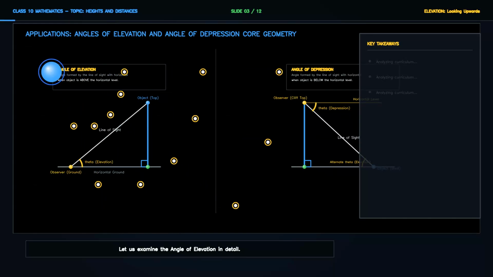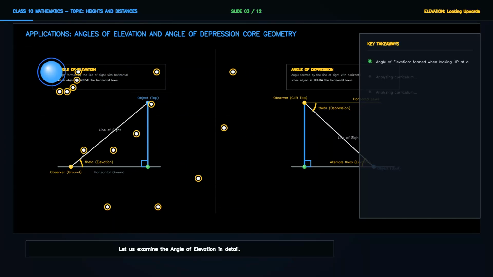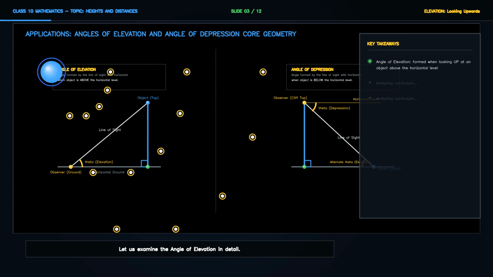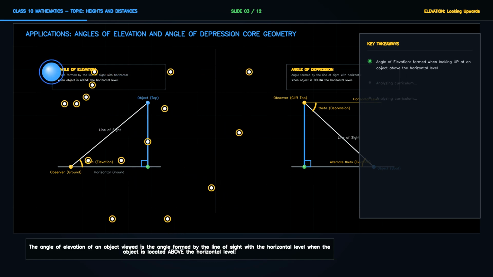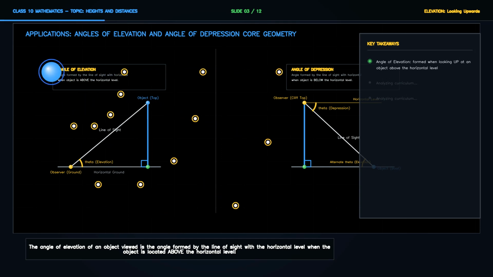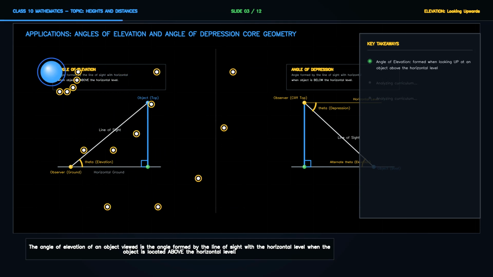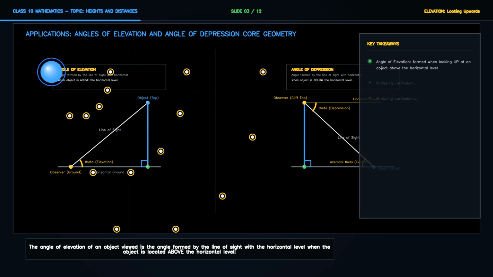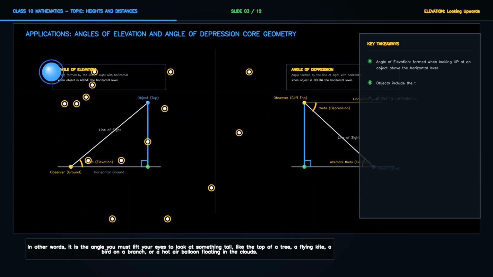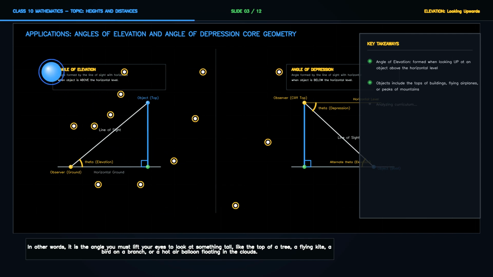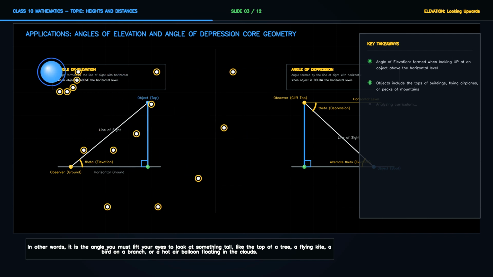Let us examine the angle of elevation in detail. The angle of elevation of an object viewed is the angle formed by the line of sight with the horizontal level when the object is located above the horizontal level. In other words, it is the angle you must lift your eyes to look at something tall, like the top of a tree, a flying kite, a bird on a branch, or a hot air balloon floating in the clouds.